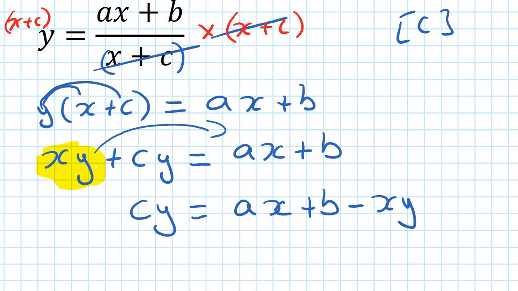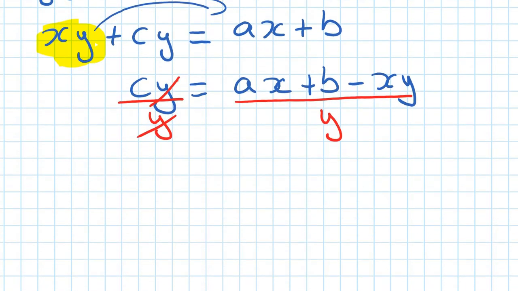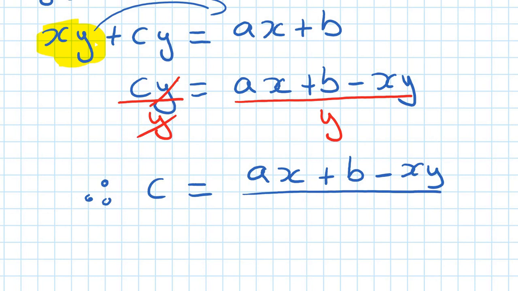Now I just get rid of y, because I want to make c the subject. So to get rid of this, I have to divide by y, and whatever I do on the left, I need to do the same thing on the right hand side, of course. So cancel that out. There you go. So therefore c is equal to (ax plus b minus xy) all over y. Okay, this is how the process goes. Okay, thank you so much for watching my videos.